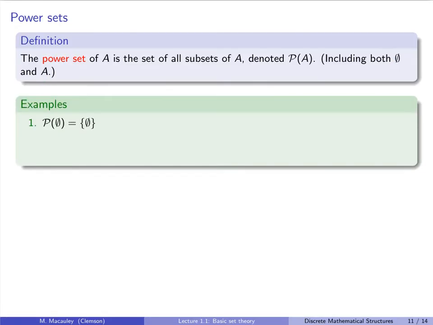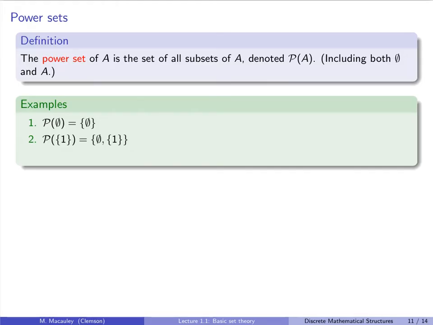Let's do some examples. So the power set of the empty set contains just one element. It's the set of the empty set. We have to be careful now. It's not just the empty set. It's the set containing the empty set. Those things are different.